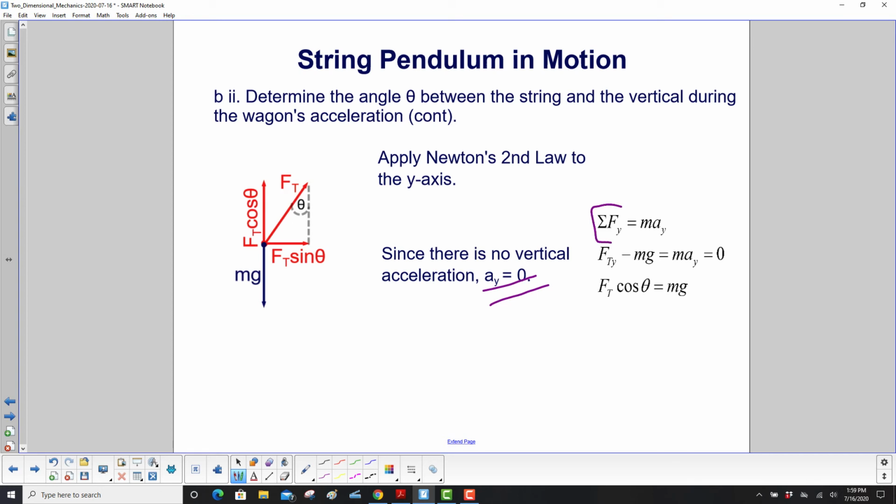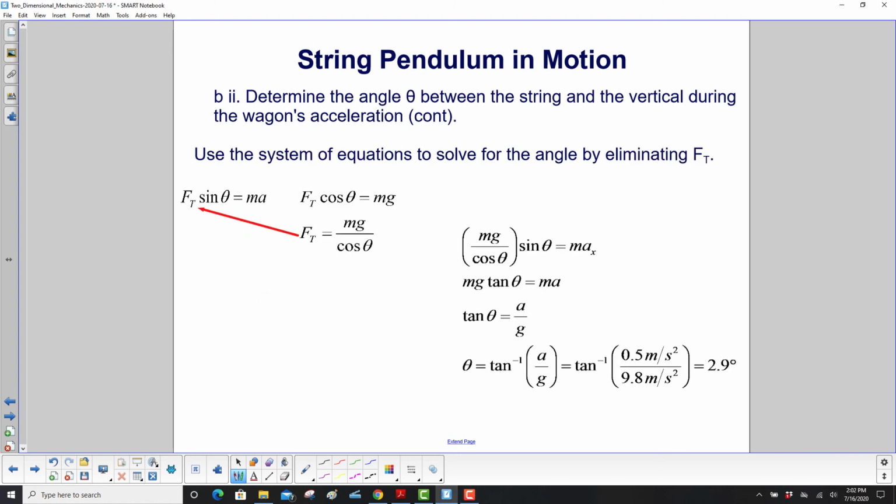So the sum of the forces in the y direction equals m a sub y. Acceleration is 0. We've got the tension force up, gravity down. Put mg on the other side. And then what is the tension force in the y direction? It's tension cosine theta equals mg. We now use our system of equations to solve for the angle by eliminating the tension force. So here we go. Here's our x direction. Here's our y direction. We solve the y direction for tension force. It's mg over cosine theta.